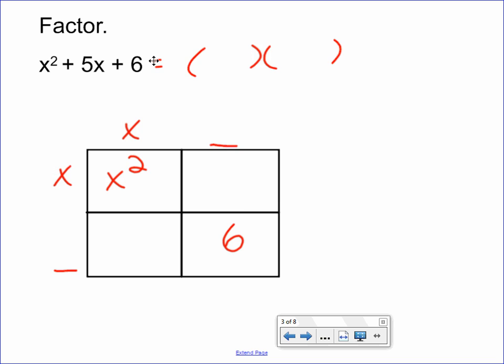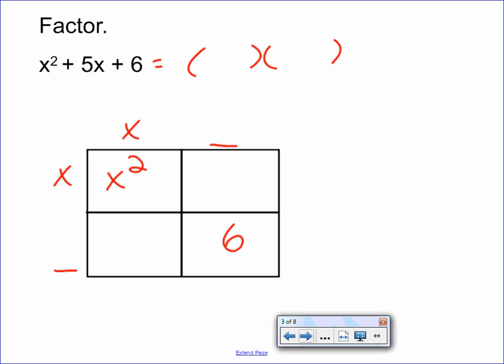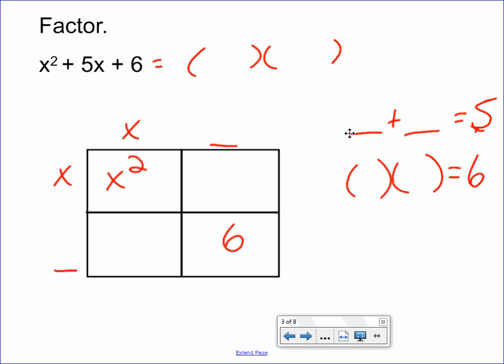Well, in order to do that, let's flip back again one last time. So again, the middle term came from 5 plus 4. The end term came from 5 times 4. So these two numbers, if you add them together, you get the middle term. If you multiply them together, you get the end term. So we're looking for two numbers that add together to give you 5, and they multiply together to give you 6.